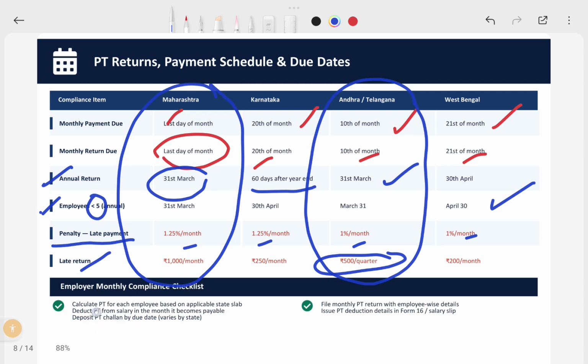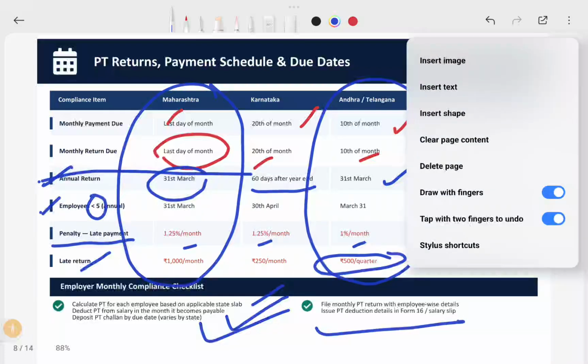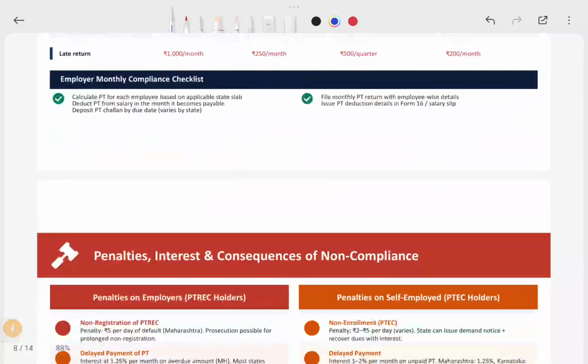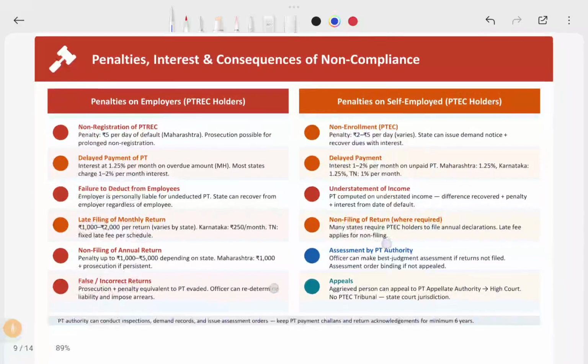So you need to check whether we are deducting from employees on the correct slabs, and the amount deducted from the salary becomes payable. And also create the challan state-wise and file the monthly returns, and at the year end we need to file the yearly return also. And then how would the penalties be?